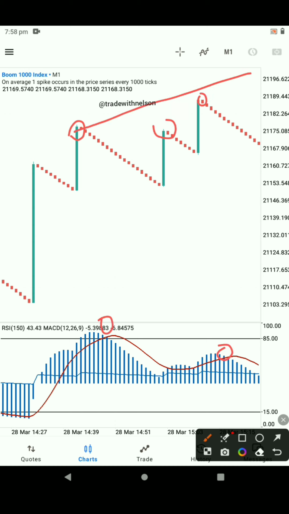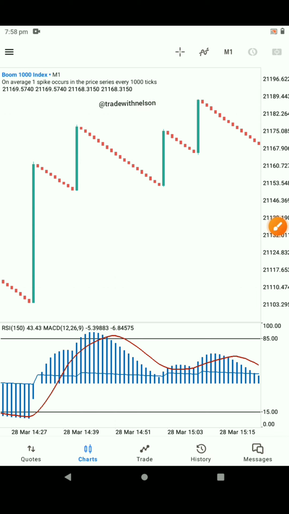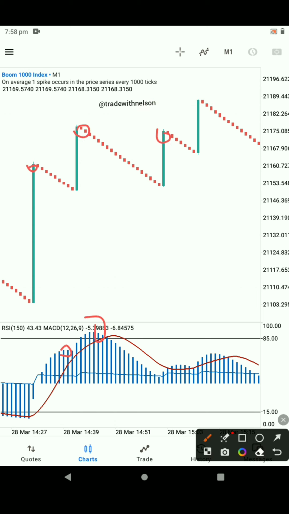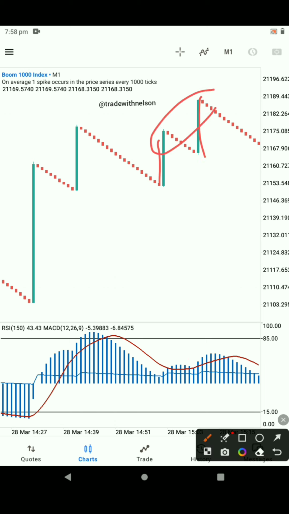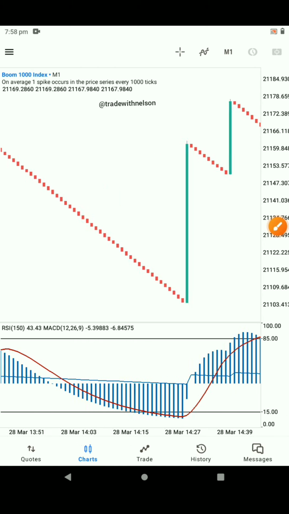You are looking for 2 spikes that follow each other only. So here we have a low, low, high, high, low, low, high, and a high. So here you have no trade. You're only looking for 2 spikes that are following each other to take your entry.